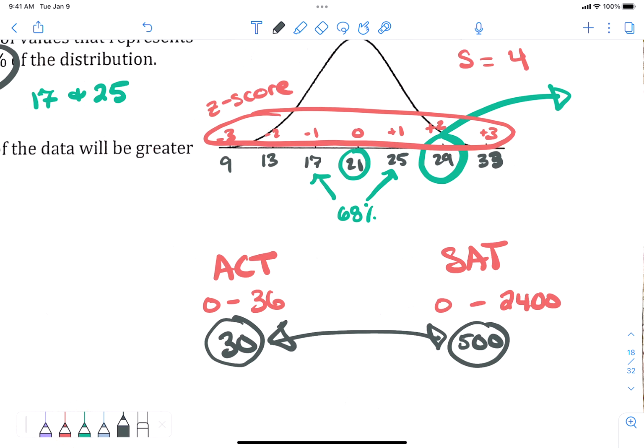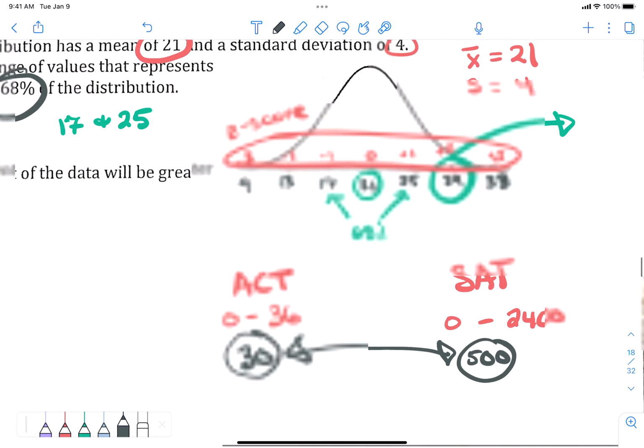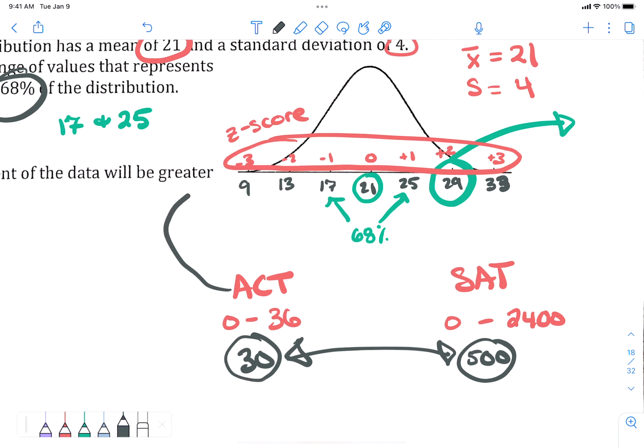that number's larger, right? So what we do is tomorrow we'll be doing a conversion that converts everything to a scale, and usually it'll be between -3 and 3 so that we can compare them to see which one is better. Does that make sense? We're converting to a z-score.